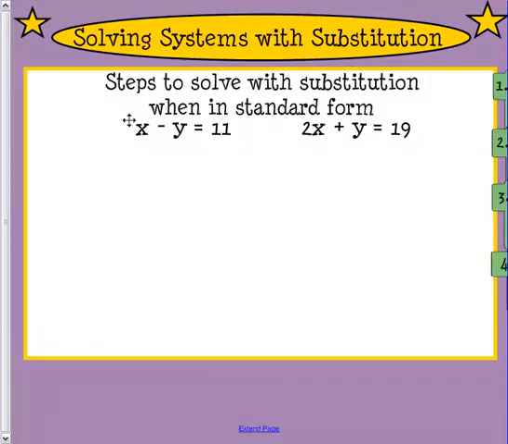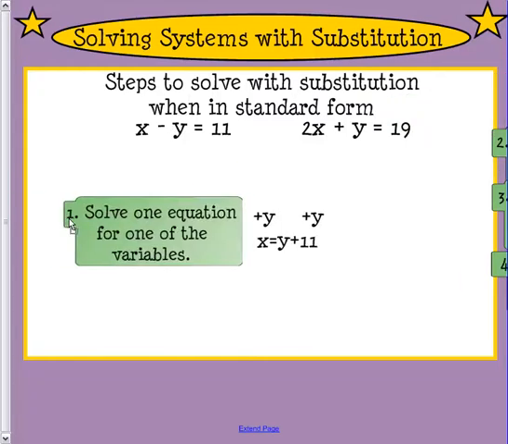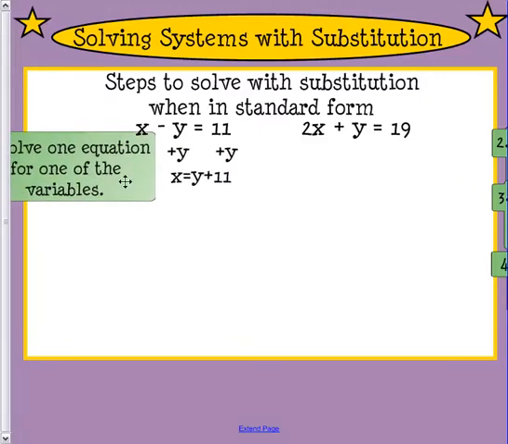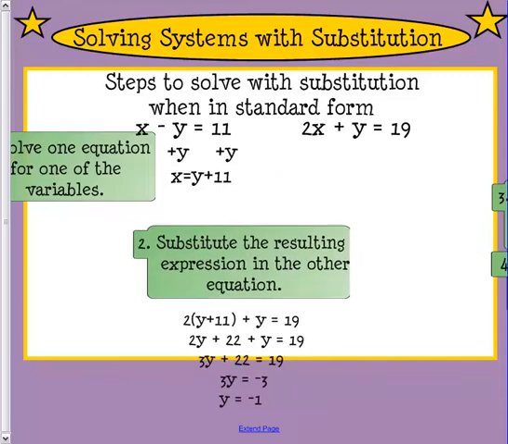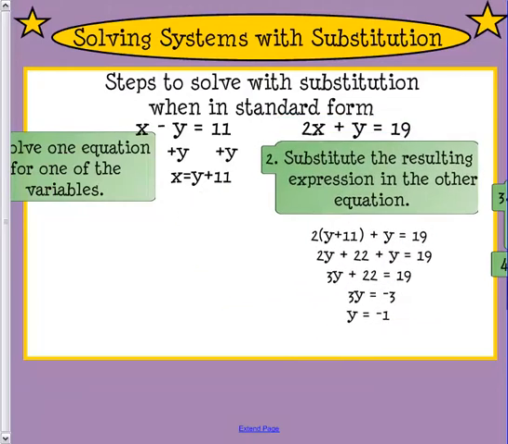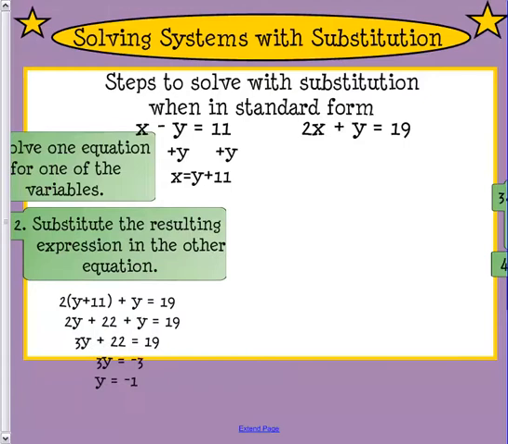All right, so steps to solve a substitution when it's in standard form. You first have to solve one equation for one of the variables. Okay, so I'm going to add y on both sides, so I get x equals y plus 11. Okay, so then I know what x is. Then substitute the resulting expression into the other equation. So if we know what x is, we can plug in y plus 11 into this equation. Okay, so that's the second step.